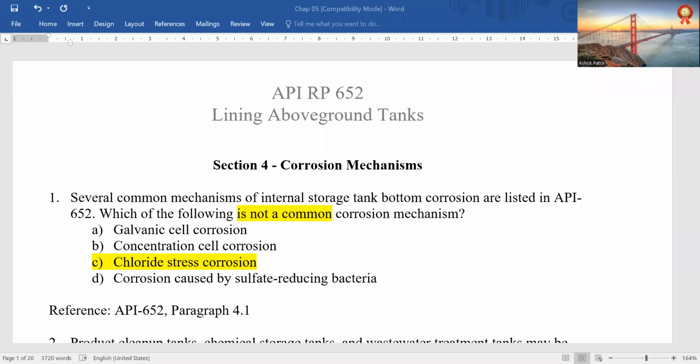Today we will start API RP 652, Lining of Aboveground Storage Tanks. Section 4, corrosion mechanism.